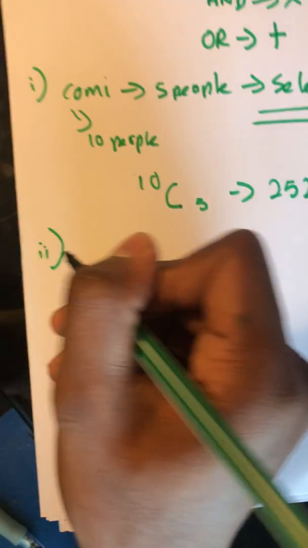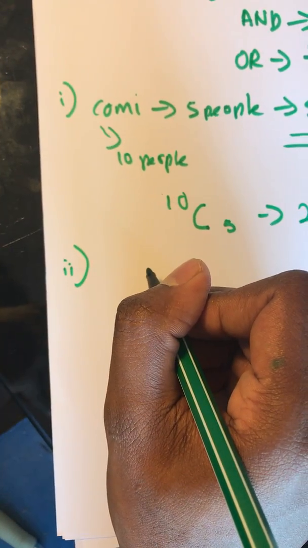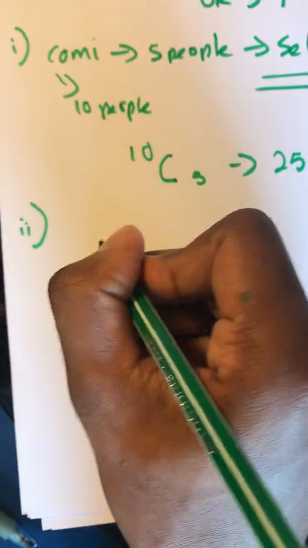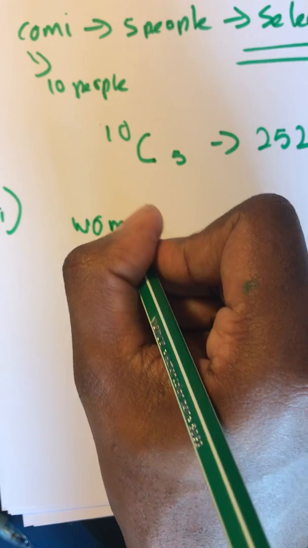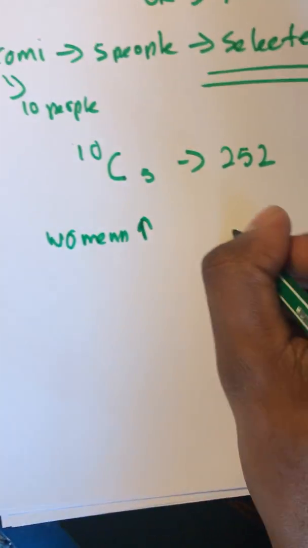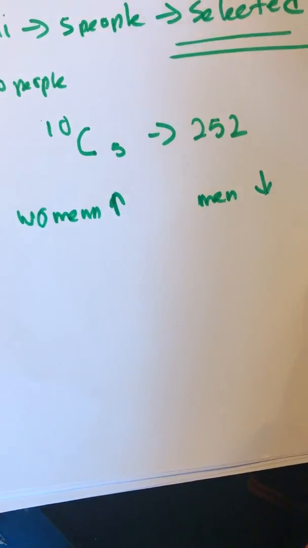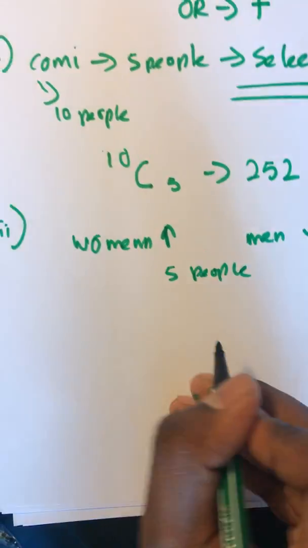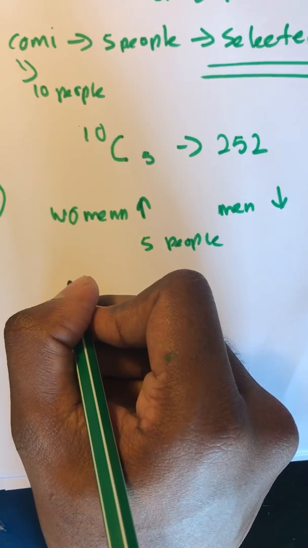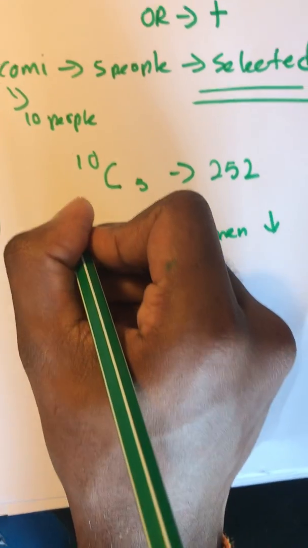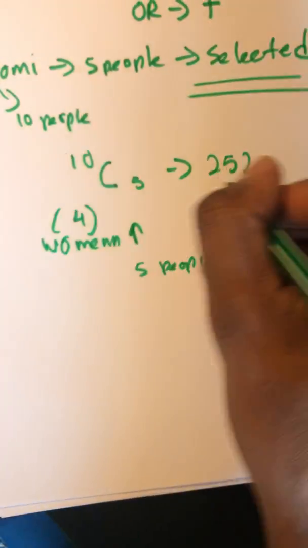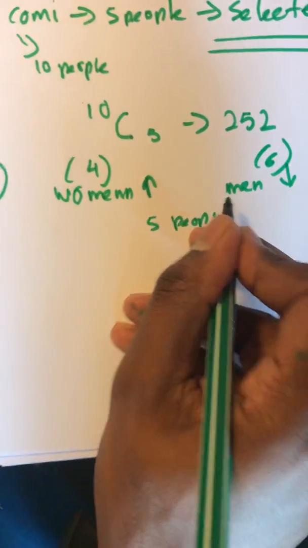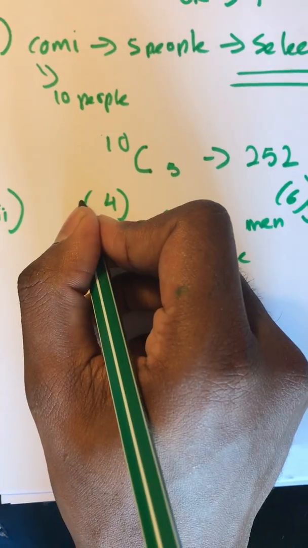For Roman 2, they mentioned the number of selections with more women than men. So I will write here: women should be more, and men should be lesser. Keep in mind we want to form a committee of 5 people. Can I start with 5 women? Let me write the total here: we have a total of 4 women and 6 men. Can I start with 5? You can't, because you have a total of 4 women.